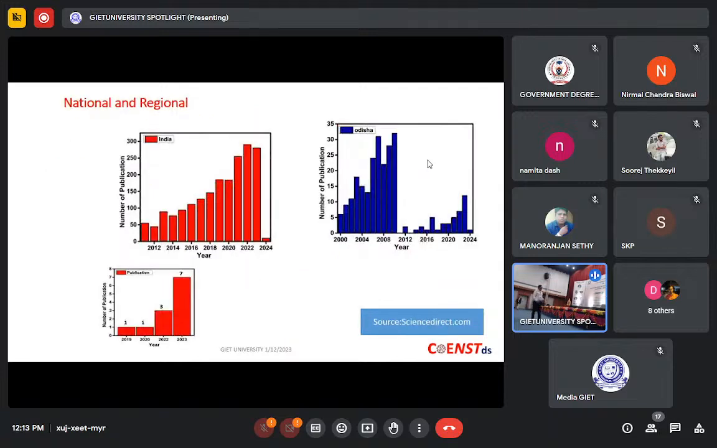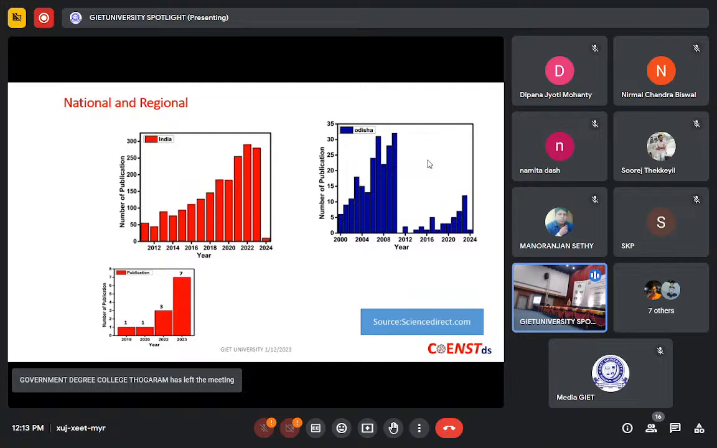Coming to the publications, this is where I have shown the publication in India. If you see from 2012 to 2022-23, the number of publications is gradually increasing. This is national level publication.